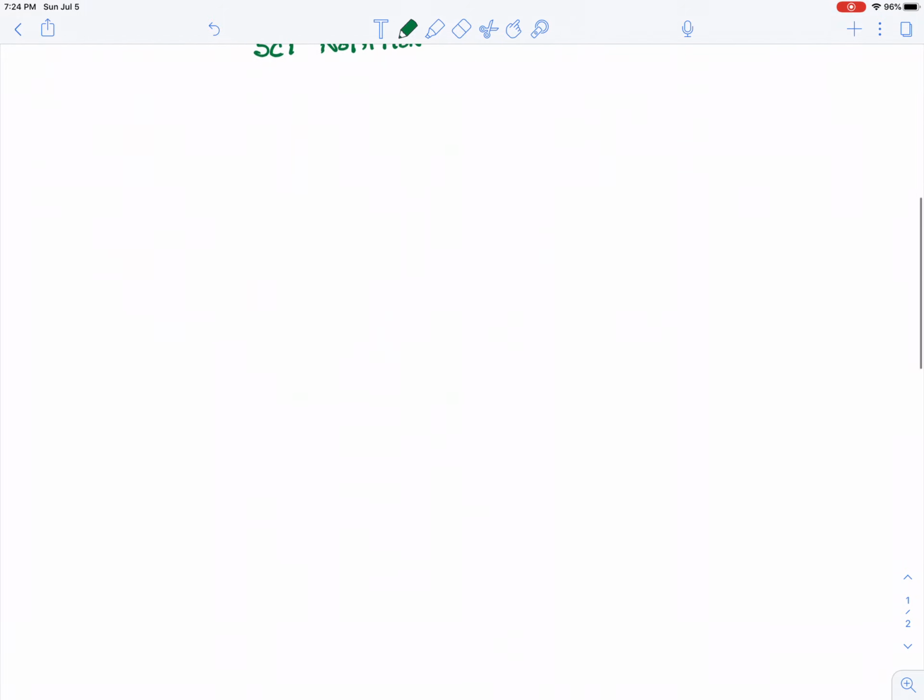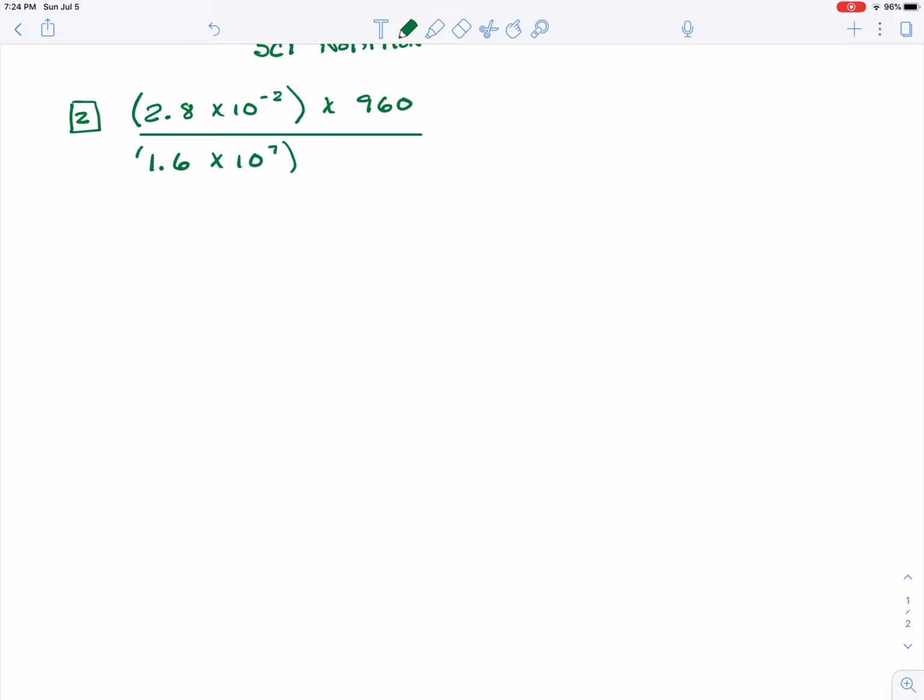And I forgot to write it down, so give me just a minute here while I write this down. So that piece of this problem is already in scientific notation. Notice the 960 is not in scientific notation, so that's the first thing you'll see me doing. All right, so I've almost got it copied down here. Again, the rest of this is already in scientific notation form.